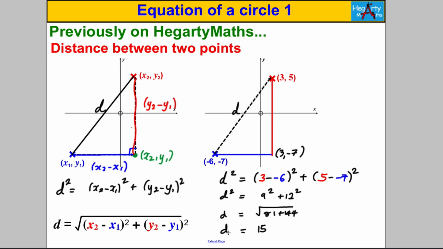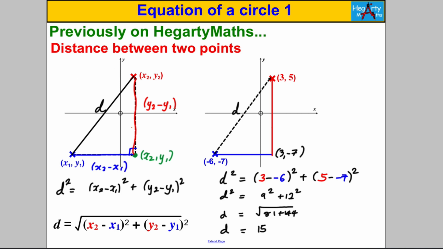Okay, you should have got that the distance would have been 15 if you had just applied this formula here: on x2, 3, subtract x1, which is subtract -6, all squared, add 5 subtract -7 all squared, and taking square roots, you would have got 15. So we're going to need to use that formula and be good at the distance formula.